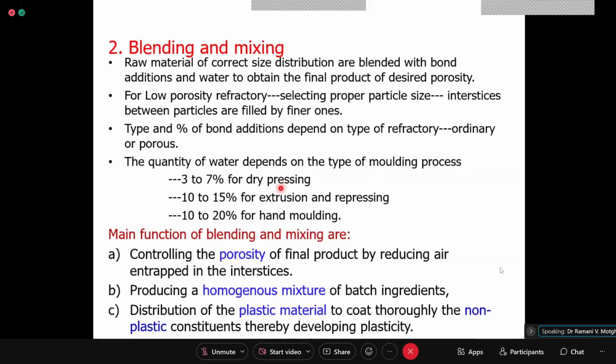How much water to add will depend on the process. If it is molded by hand, there will be the most water. If you have seen hand molded bricks, more water will be there. So 10 to 20% of water is mixed. If you are going for extrusion or repressing or pressing, extrusion means from one side.